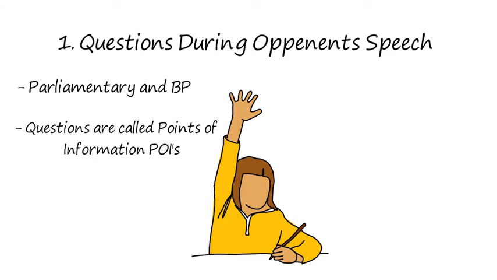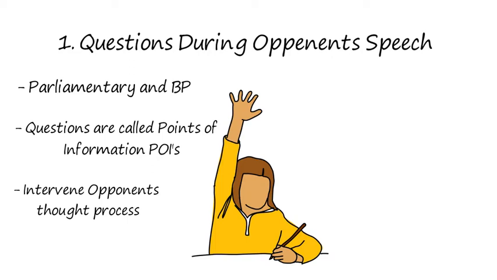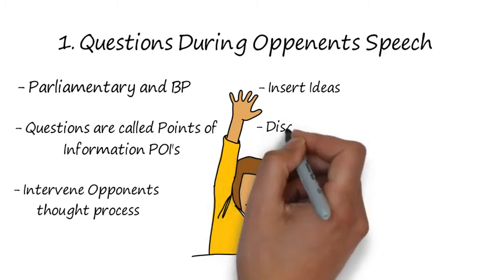Part of the power of CX in formats where you're asking questions during your opponent's speech is that you're intervening in your opponent's thinking along with their strategies. Done well, questions undo what your opponents have worked so hard to create. Direct refutation happens while your opponents are constructing their case, and these questions are actively reframing the debate. You get to insert ideas or thoughts into the debate, interrupting the logical flow of your opponents that they've created. It's pretty cool.